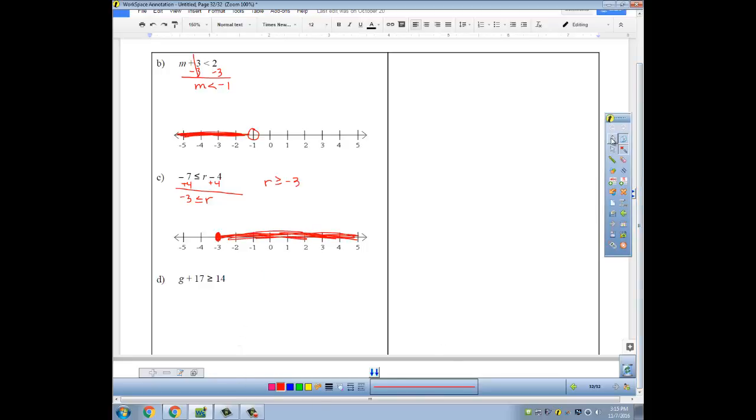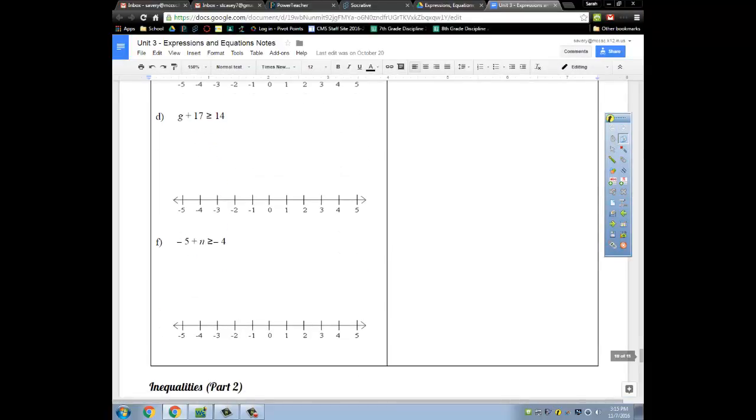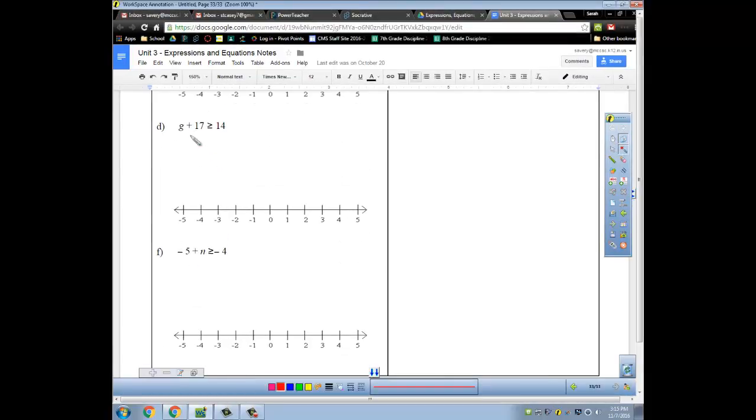Okay. And we have 2 more problems. Part D, instead of plus 17, I'm going to subtract 17 from both sides. To get g is greater than or equal to 14 minus 17 is negative 3. So that is a closed circle on negative 3 going to the right because I want numbers greater than negative 3. Last one, part F. A lot of people in class try to get rid of the negative 4, but remember we're trying to get n by itself, so get rid of this negative 5. The opposite of negative 5 is plus 5 on both sides. We get n greater than or equal to negative 4 plus 5 is 1. So we have a closed circle on 1 going to the right.